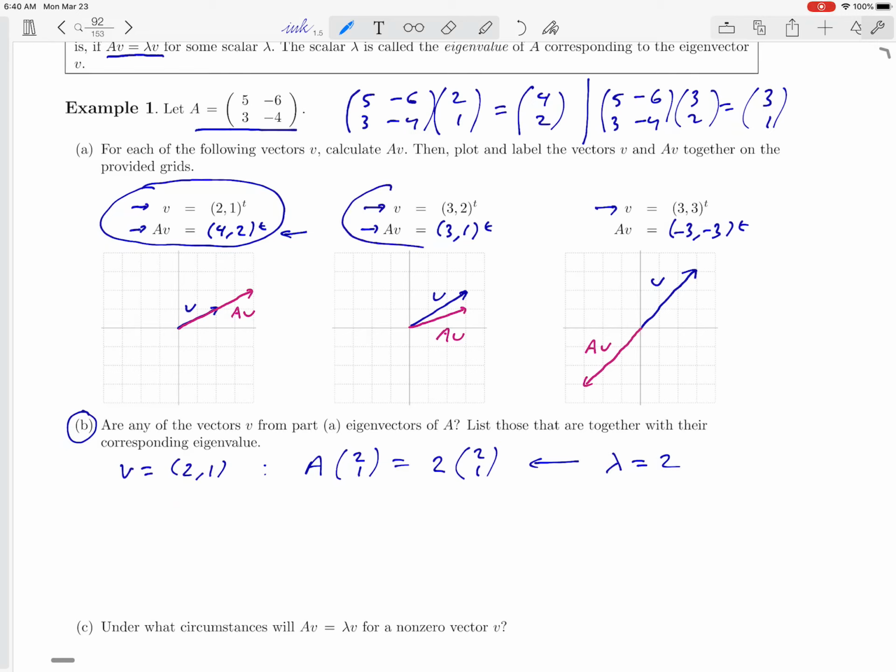Now let's move over to the center vector, (3, 2). Is that an eigenvector of the matrix A? In this case, the answer is no, because we can look at the vector that came out, (3, 1), and it's not a multiple of (3, 2). It doesn't fit. You can see that in the picture down here as well. Av is not a scalar multiple of v. It's pointing in an entirely different direction. So (3, 2) is not an eigenvector.